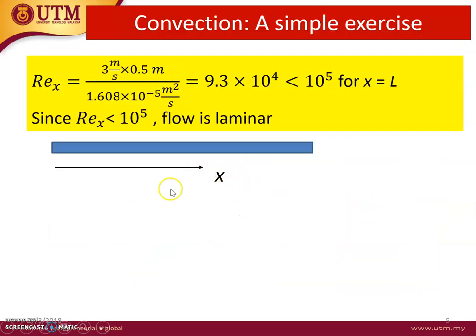Now, let's look at the Reynolds number. It's 9.3 times 10 to the power 4, which is less than 10 to the power 5. Therefore, we said the flow is laminar. Please take note that in this case, we are assuming that at 10 to the power 5, the flow will start to become turbulent.